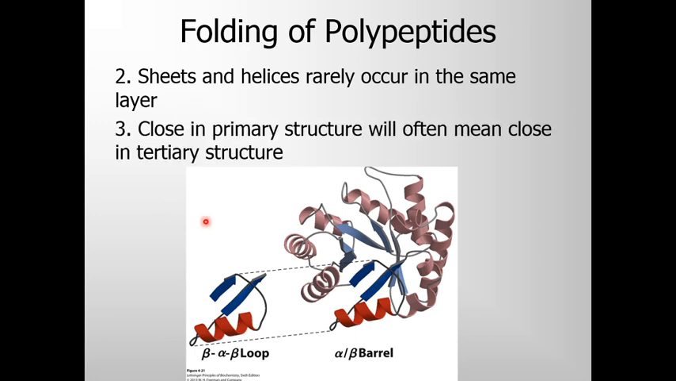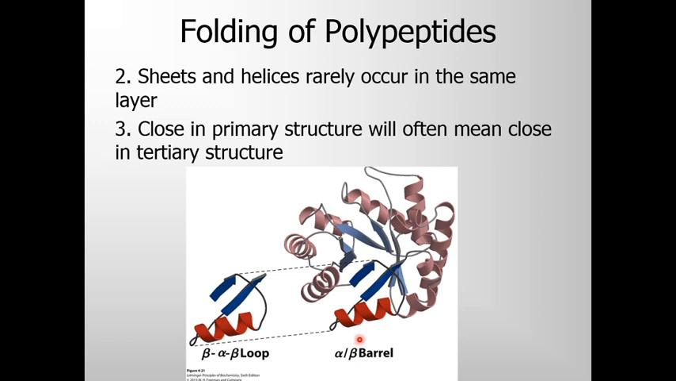The third rule states that segments adjacent to each other in the amino acid sequence are usually stacked adjacent to each other in the folded structure. So if this amino acid and this amino acid are close in sequence, they are also close to each other in the tertiary structure.